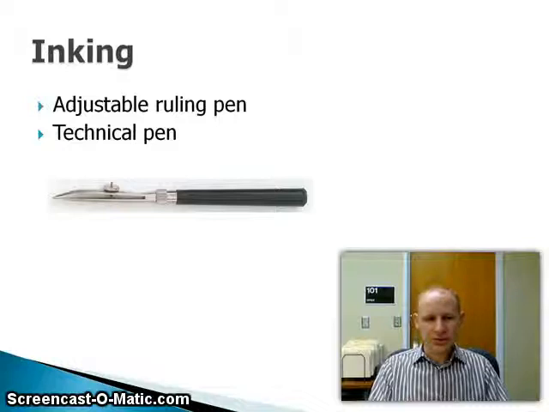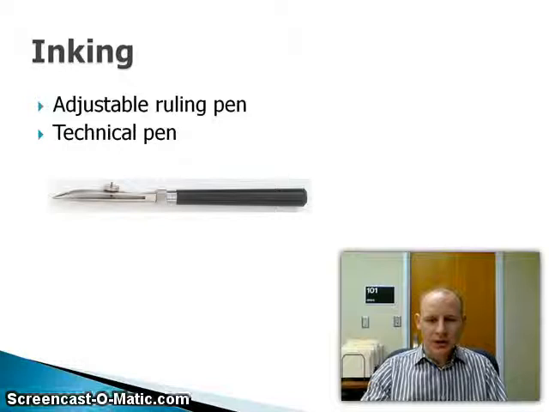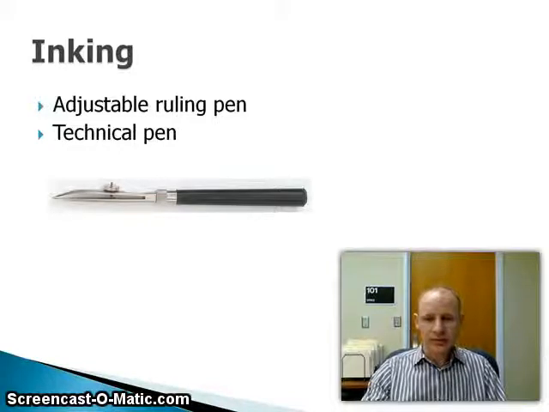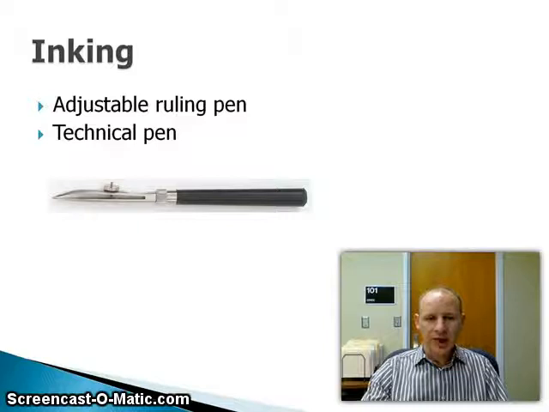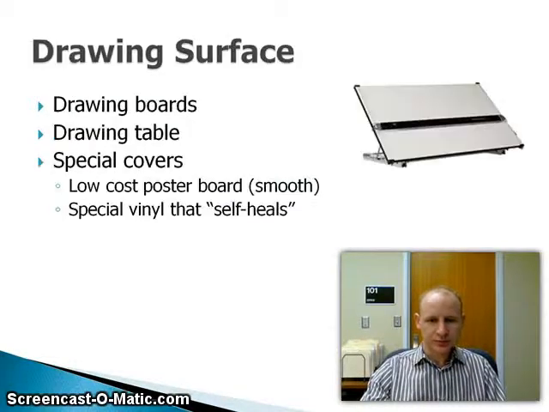There were 2 different types of pens that we used to use. We had an adjustable ruling pen, which is like you see here in the picture, where it actually had a wheel on it that you could adjust, and at the end of that were 2 tips. As you adjust that, you could adjust the thickness of the ink that you were putting down. And then we had technical fountain pens that we could use as well.